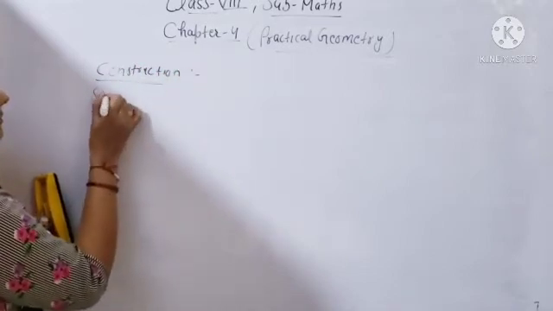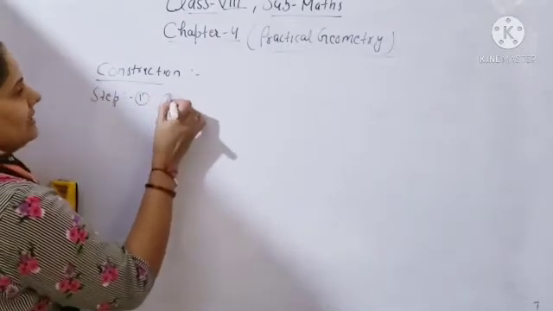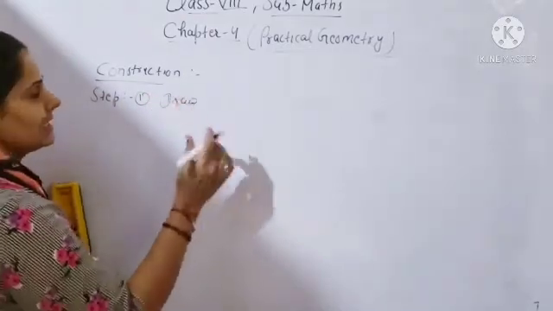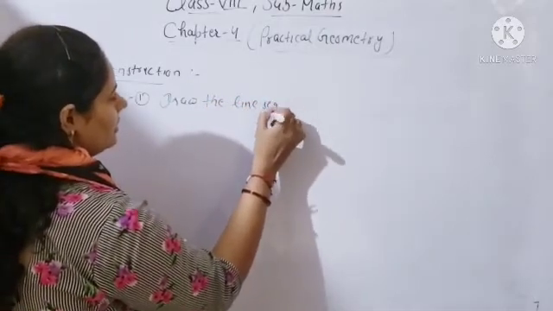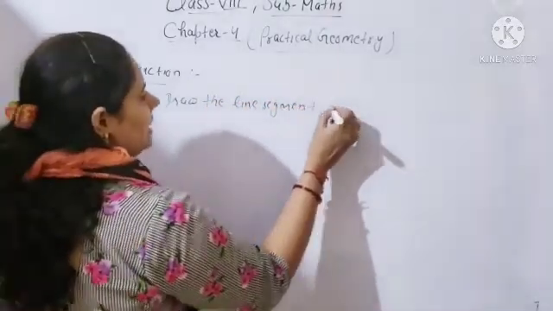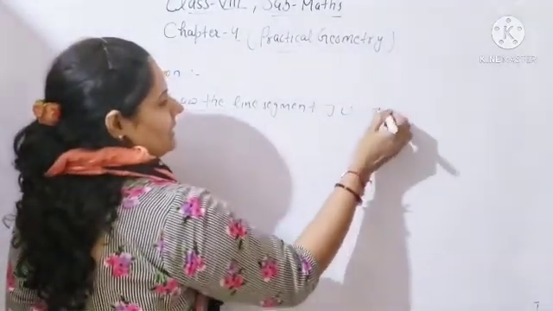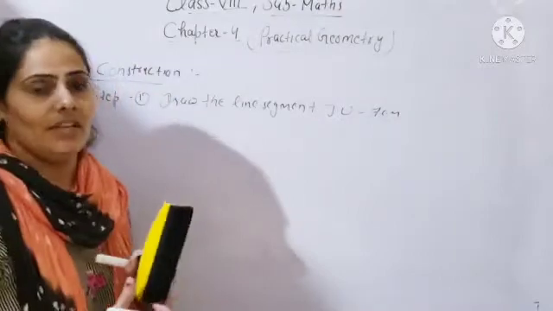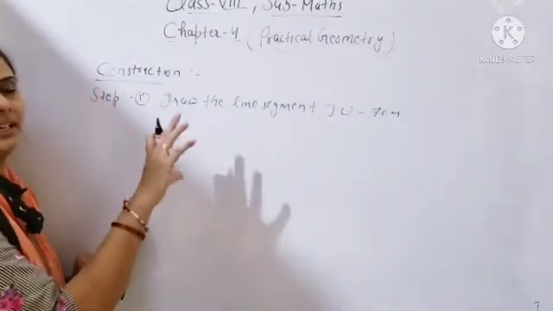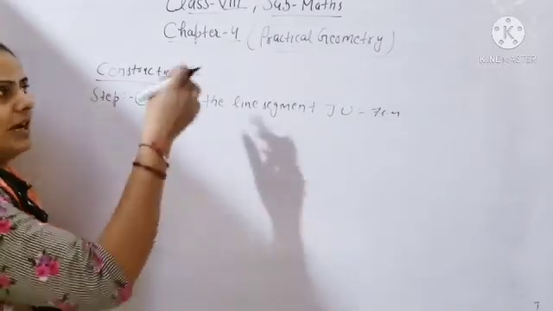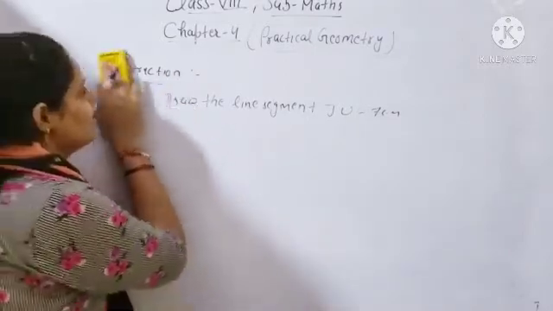So you will write step 1, draw the line segment, whatever the diagonal is given. For example, JU diagonal is given, and this is 7 centimeter. After that, you will draw the arc from point J. How many centimeter is it given? Open it and draw the arc from point U also. After that, join the line segments. So like that, you have to complete the construction.